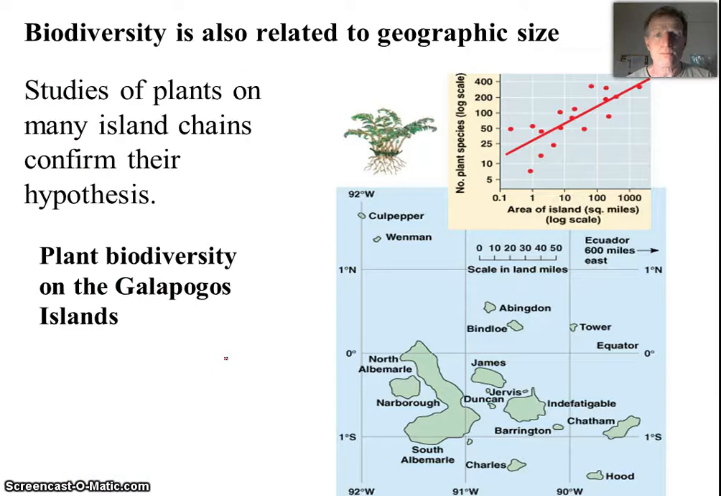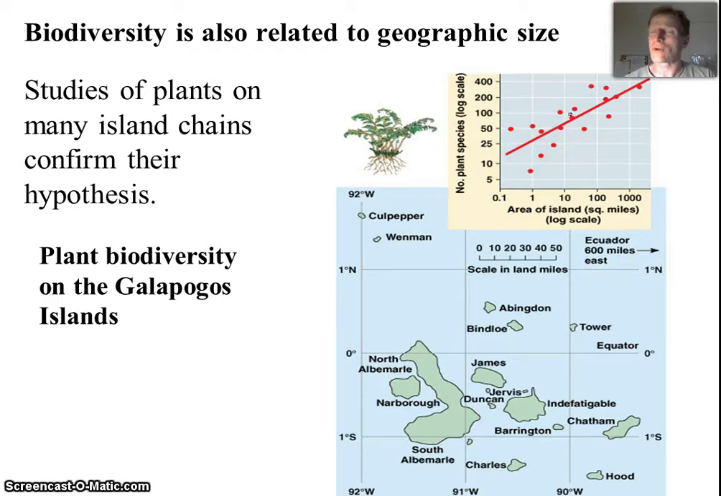evenness. So other things that can influence biodiversity, one thing is geographic size. So on the Galapagos Islands, they're represented in this picture down below. The biodiversity of the different islands actually is positively correlated to the size of the islands. And you can see this line, this best fit line, should look familiar. We did this when we looked at the lung correlation, right? And you can see that there's a pretty good correlation between the size of the island and the biodiversity.